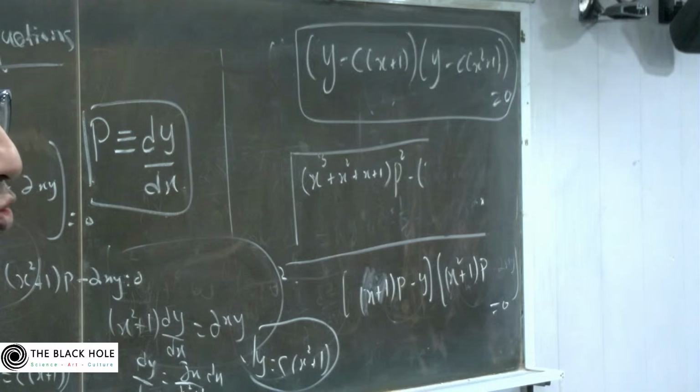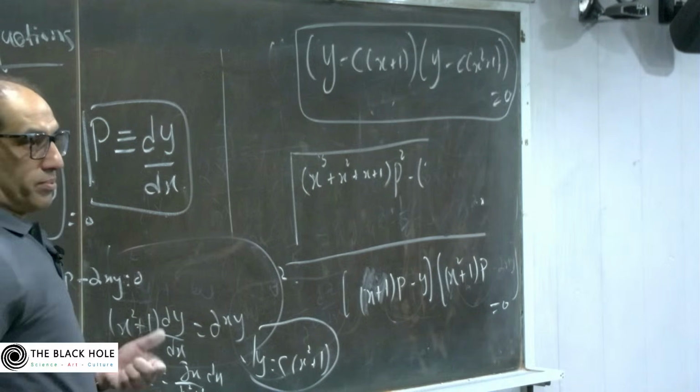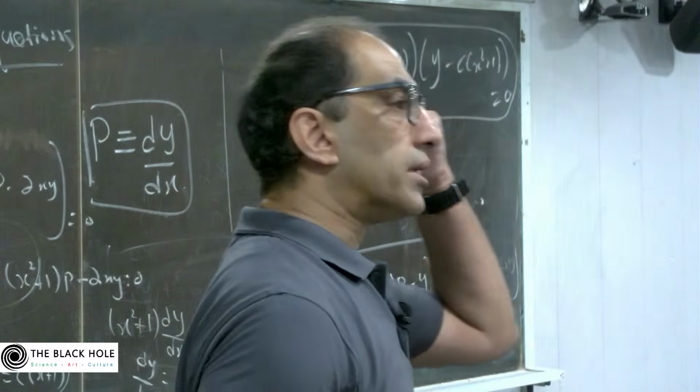Okay. This is what we call equation solvable for p. This is a higher degree differential equation, and if you can factorize this equation, then you can come up with a solution. Please ask.